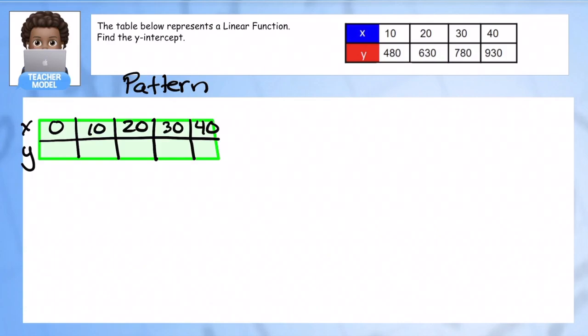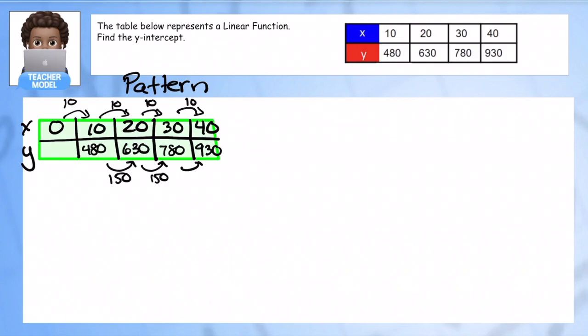All right, so look for the change in x's. And I noticed that my x's are changing by 10. So I know I can just go back and change by 10 for my x's. How about my y's? This is linear, so there should be a constant pattern. And from 480 to 630, that's a difference of 150. From 630 to 780, yep, that's a difference of 150. And from 780 to 930, 80 plus 50 is 830 plus another 100. Yep, 150. So I could just go backwards again from 480.